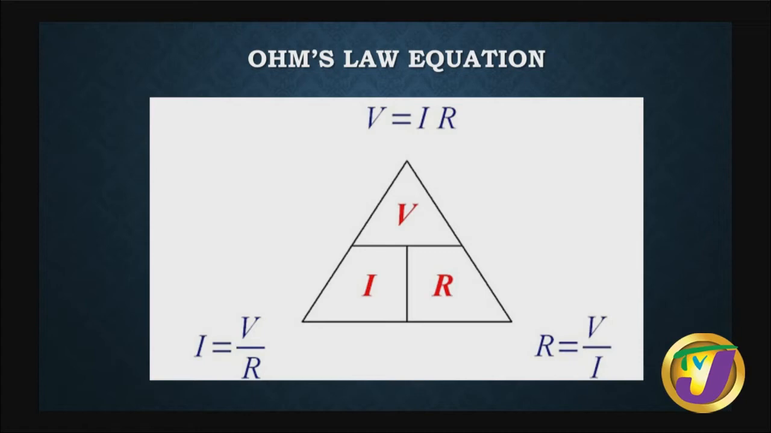Being at the bottom, that means that when you cover V, V is actually equal to I times R. When you cover I, I is actually equal to V over R. And when you cover R, R is equal to V over I. So based on what the PowerPoint is showing here, all three equations can be combined into one using the magic triangle.